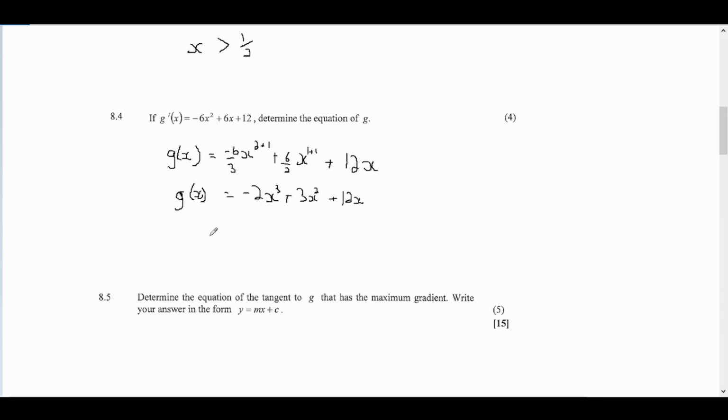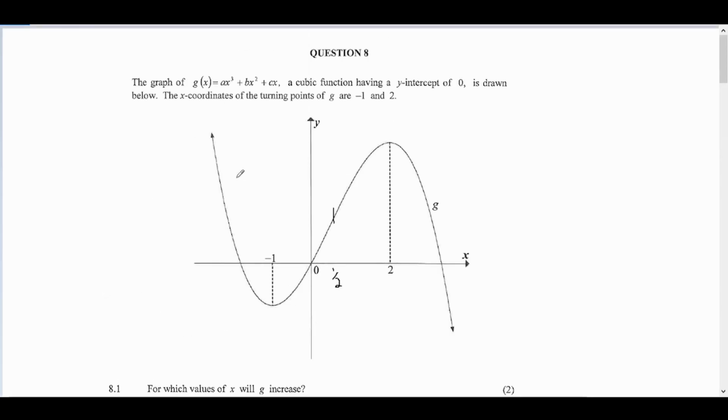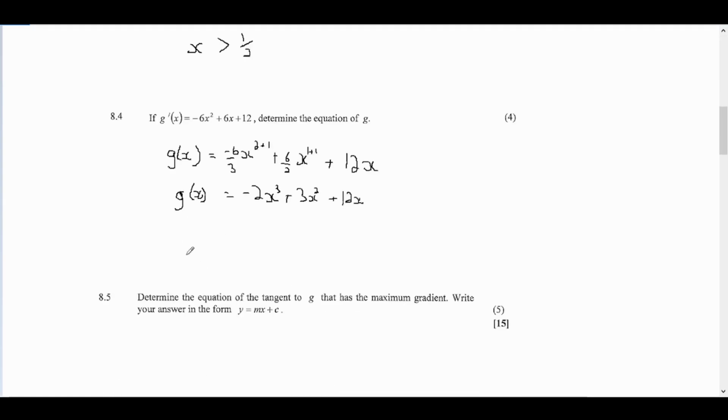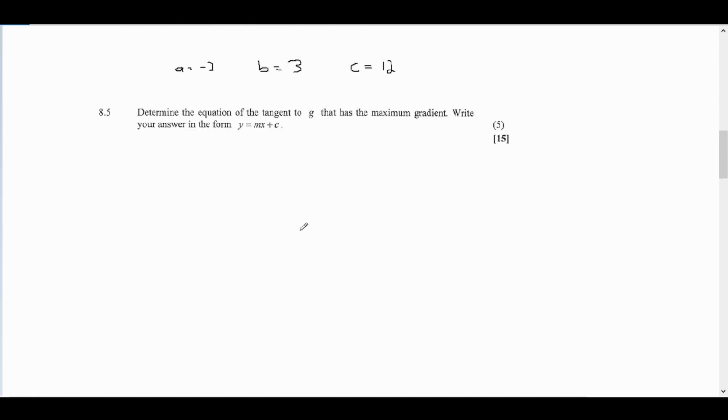You could see that if you compare this to what they're asking, our a value would be minus 2, our b value would be 3, and our c value would be 12, and we determined our g of x. Coolio.